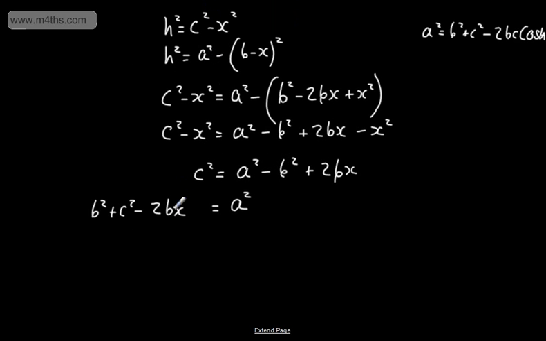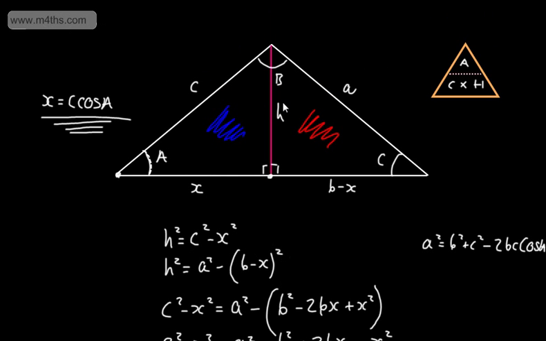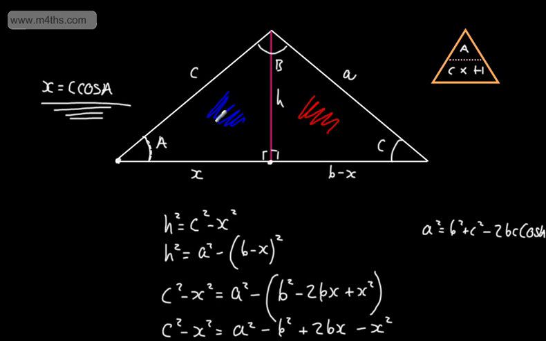So therefore what we can write in here is that b squared plus c squared minus 2b, and then instead of x, c cos a, is going to be equal to a squared, and that gives us the proof of the cosine rule. So all I've done is a little sketch here, and hopefully that's made some sense. I doubt you'll be asked to prove it, but I think it's interesting nonetheless.